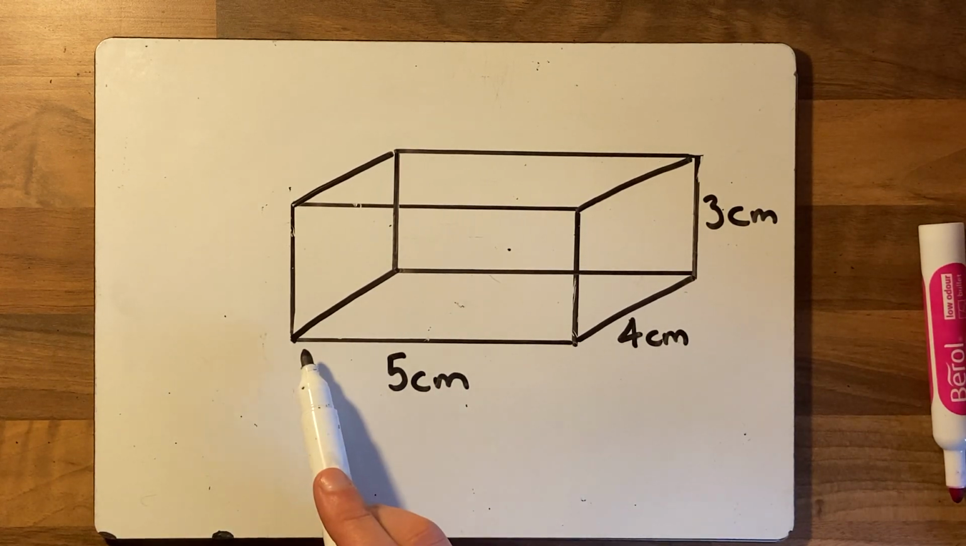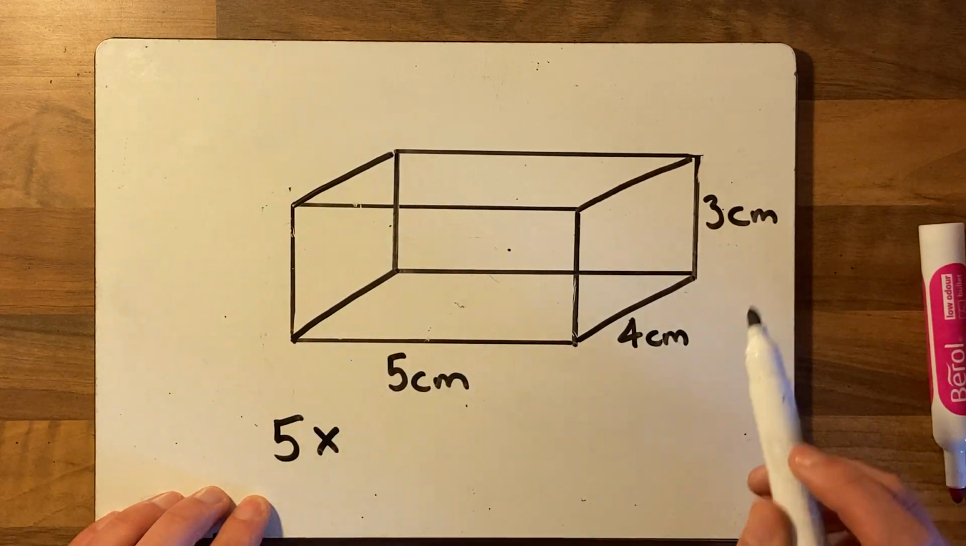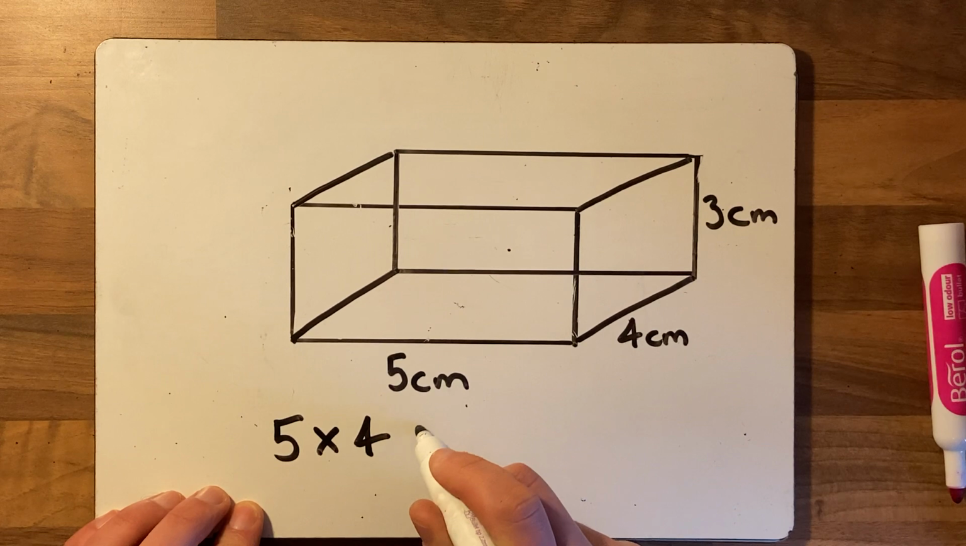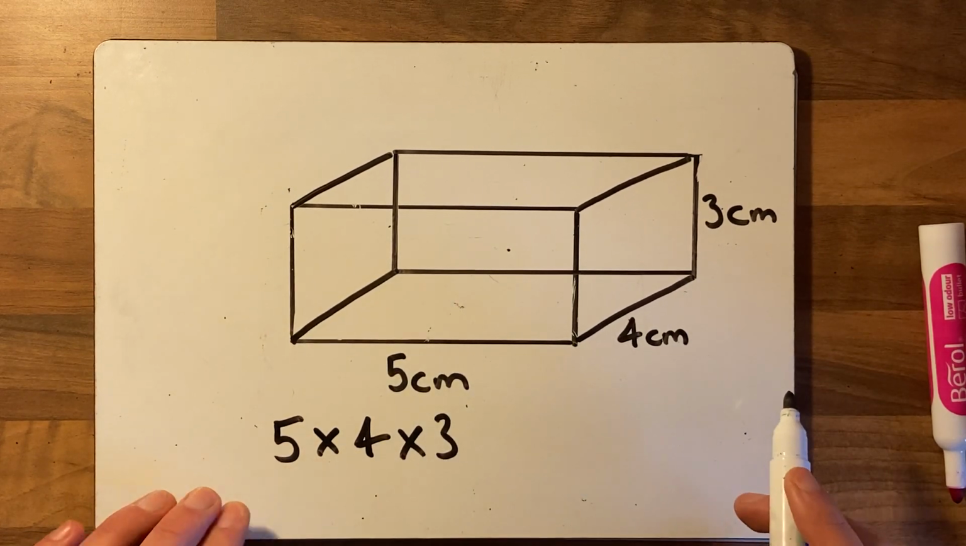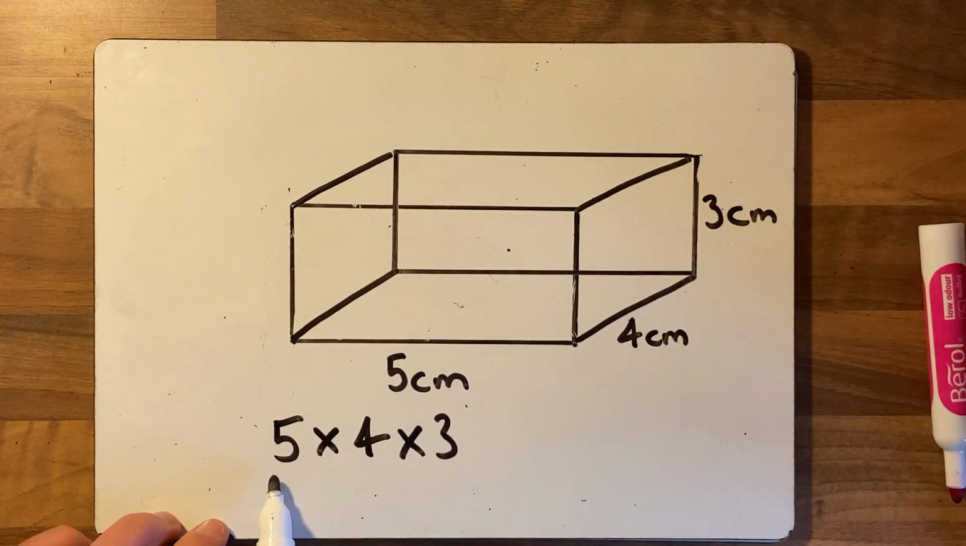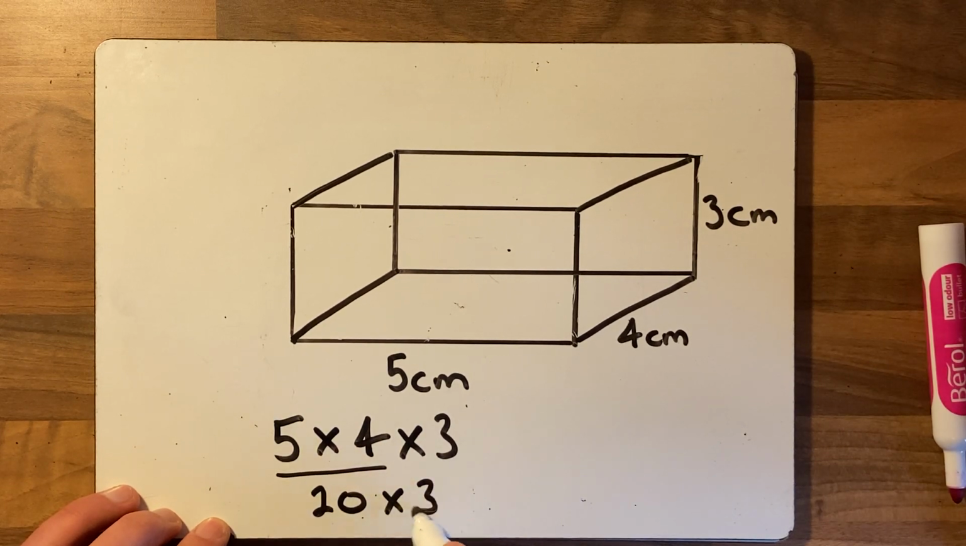Okay, so base is 5, then times by width, which is 4, times by height, which is 3. It doesn't matter which order we do this in. Let's do this one first of all. 5 times 4 we know is 20. 20 times 3 is 60.